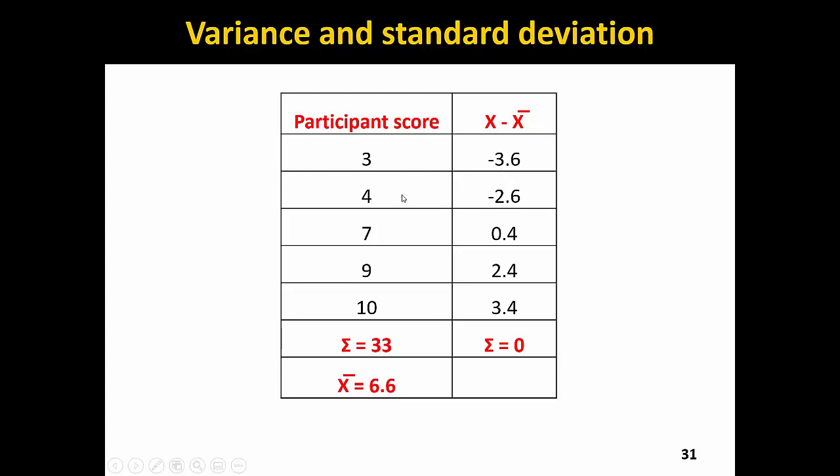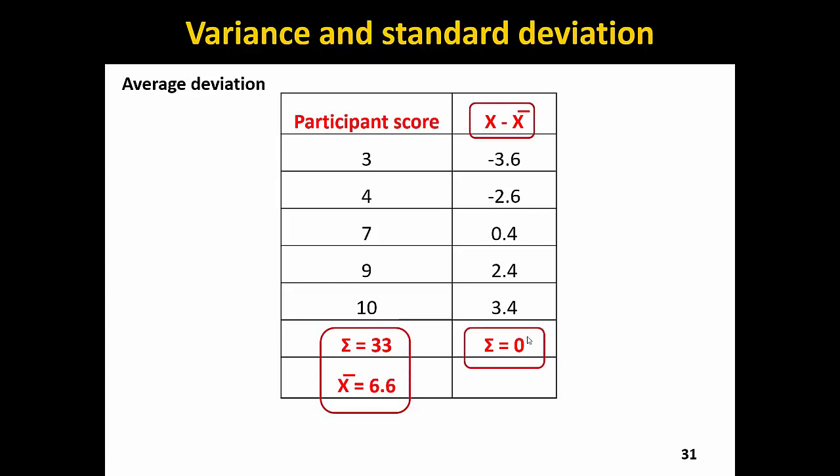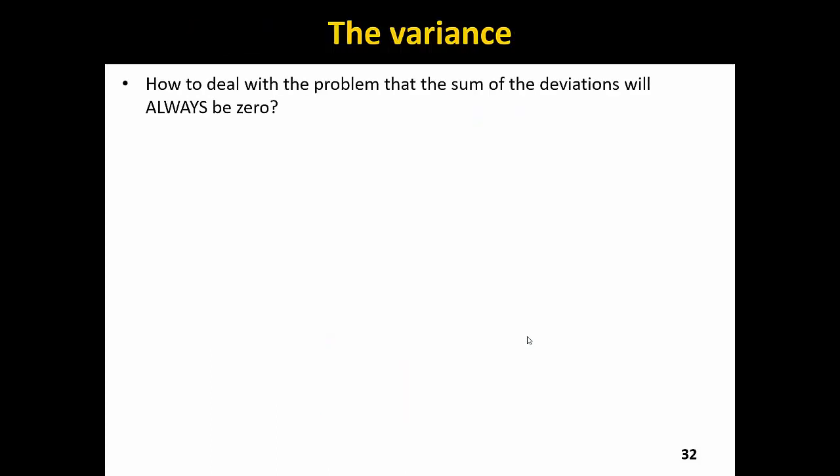And we repeat that with a 4, subtract 6.6, 7, subtract 6.6, and so on and so forth with each participant score. And then we add up all of the deviation scores, and we find that all the deviation scores will sum to 0. And if we wish to gain an idea of how much these scores varied around the average, this would not be very helpful. So the fix to this zero-sum problem is to calculate something called the variance.